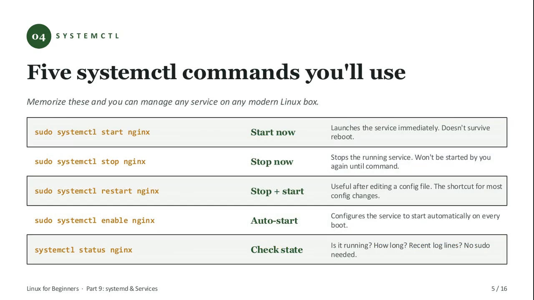With that vocabulary in hand, here are the 5 systemctl commands that'll carry you through almost every day on a Linux server. Start and stop do exactly what they say, but only for the current session. Restart is your go-to after editing a config file. Enable is the one people forget. It's what makes the service come back after a reboot. And status, which doesn't even need sudo, tells you if it's running, for how long, and shows the last few log lines. Learn these 5 and you're already dangerous.